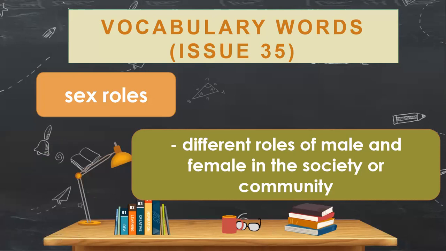Different rules and framework in the society or community. Okay, society. Again, society. Okay, sex here is not a bad word. It has another definition. It means female or a woman, and then male, a man. That's the definition of sex here. So male and female. Okay, so that is the word. Next word, please.